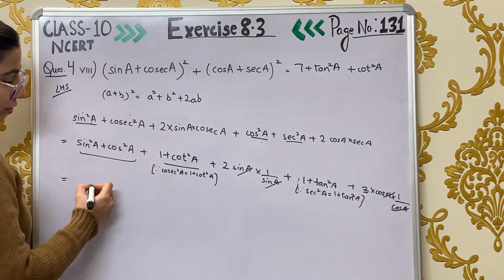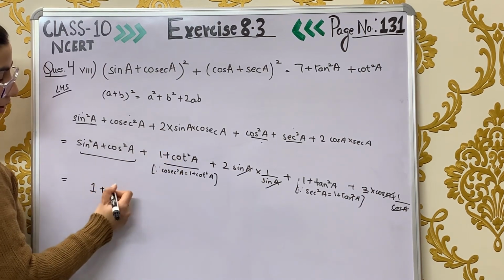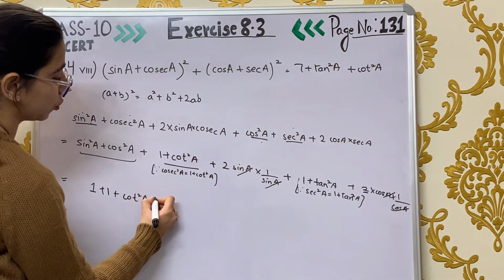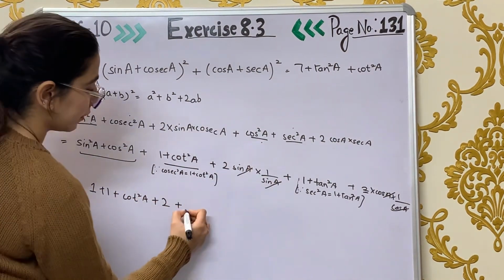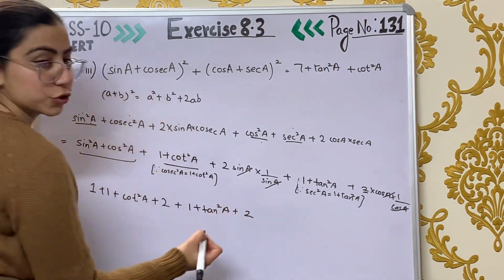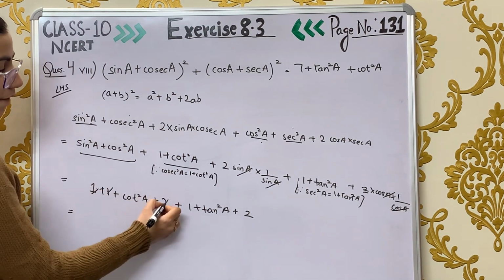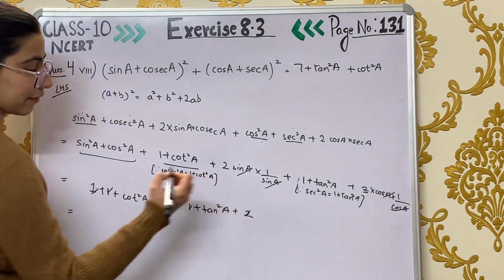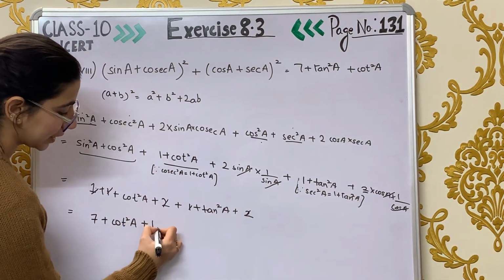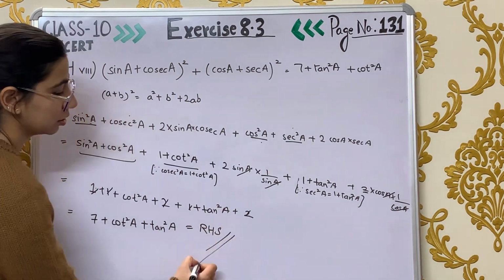So sin square A plus cos square A is 1. This we have is 1 plus cot square A. Here we are just left with 2. Here we are left with 1 plus tan square A. And here we are just left with 2. So adding all the terms, we get 1, 2, 1, 2, 4, 5, 7. We get 7 plus cot square A plus tan square A, which is equal to the RHS.